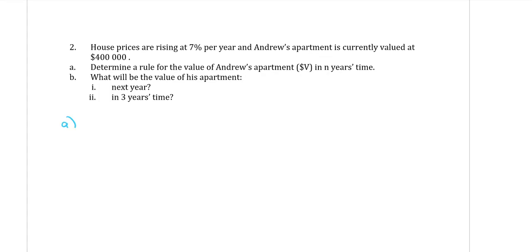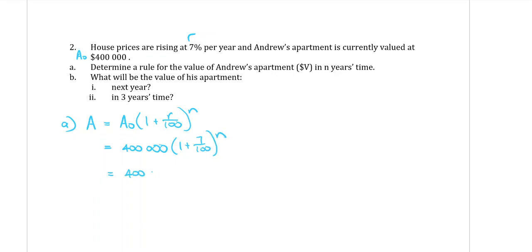Okay, so down here, part A. Because his apartment is going to be rising in value, we're going to use the formula A equals A0 bracket 1 plus r over 100 to the power of n. The initial value, the A0, is the 400,000 and the r will be the 7%. So 400,000, 1 plus 7 over 100 to the power of n. Or to tidy it, 400,000, 1.07 to the power of n.